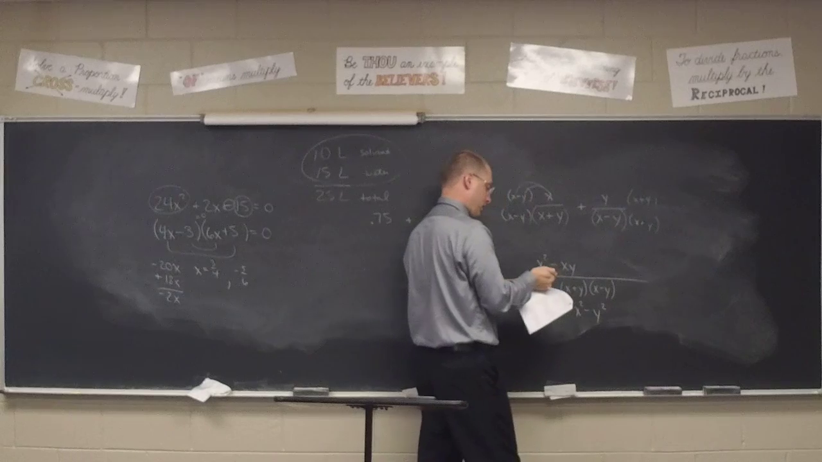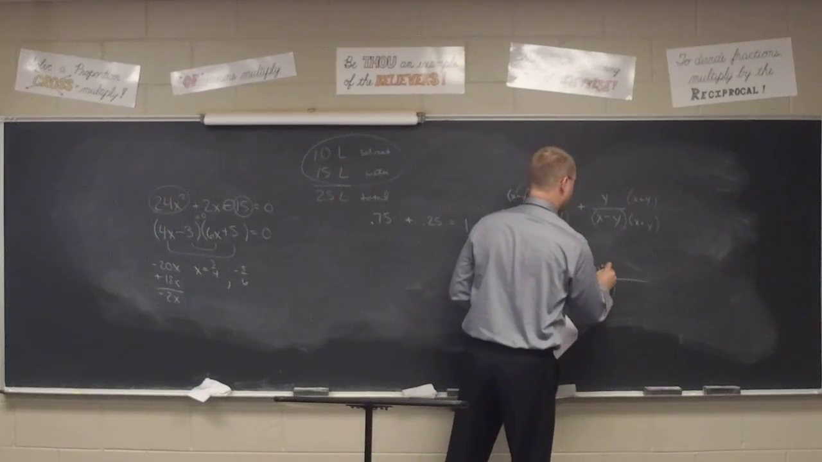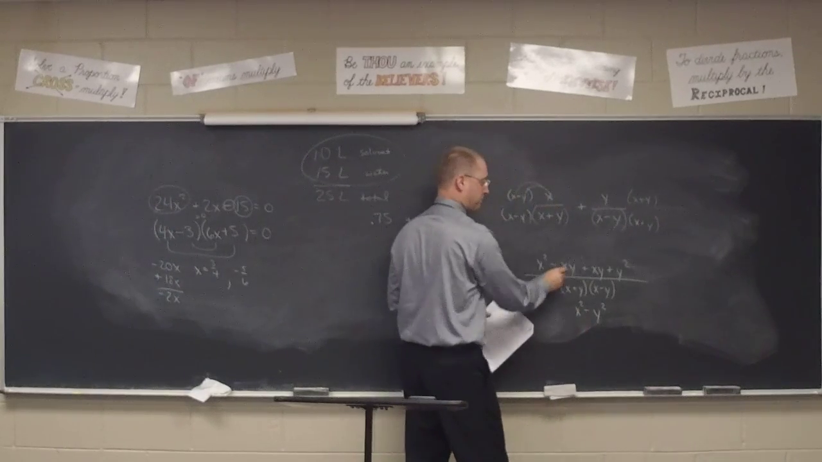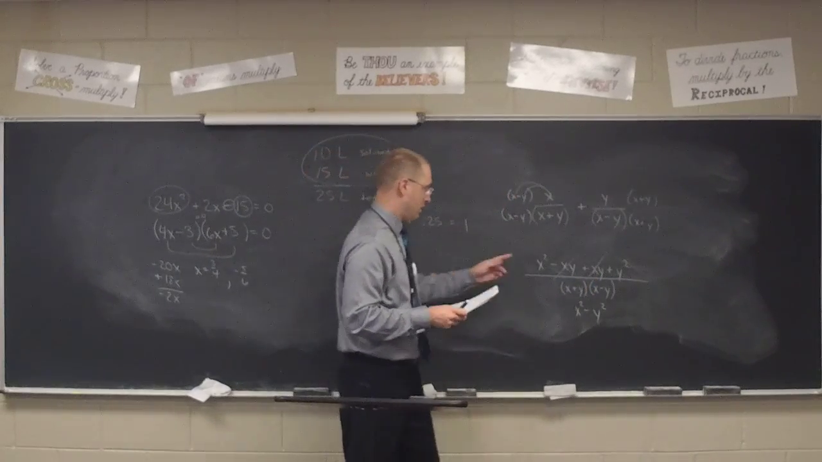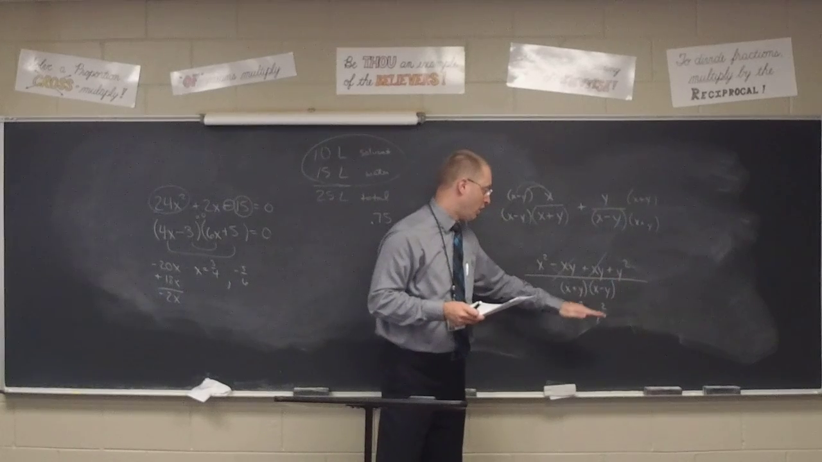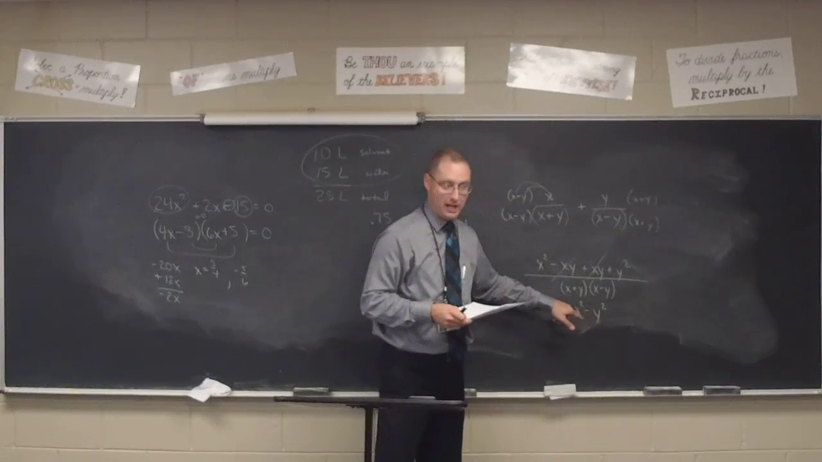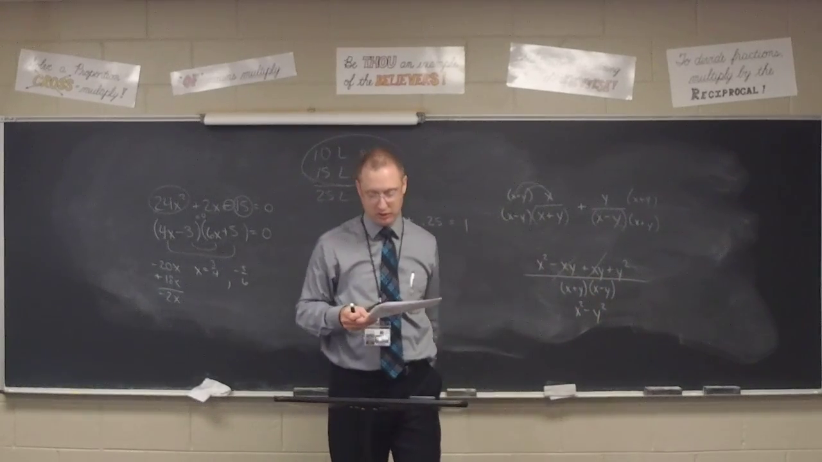And what do we get in the numerator? xy plus y squared. Notice that the negative xy and xy are going to cancel. What does that leave us with? x squared plus y squared over x squared minus y squared. And there's our answer, letter E.